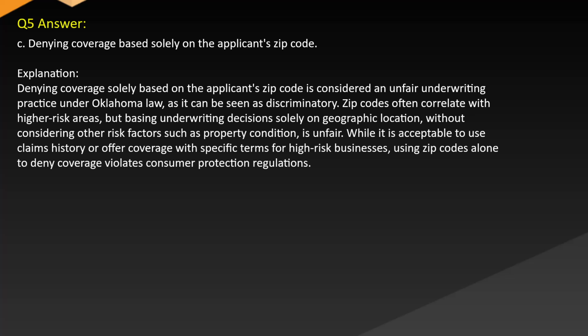Zip codes often correlate with high-risk areas, but basing underwriting decisions solely on geographic location without considering other risk factors such as property condition is unfair. While it is accepted to use claims history or offer coverage with specific terms for high-risk businesses, using zip codes alone to deny coverage violates consumer protection regulations.